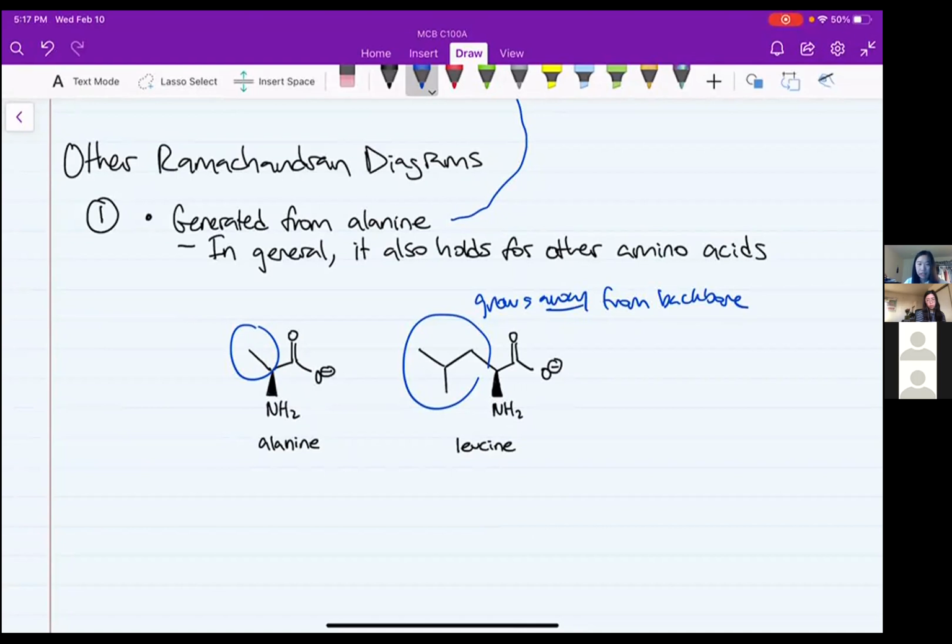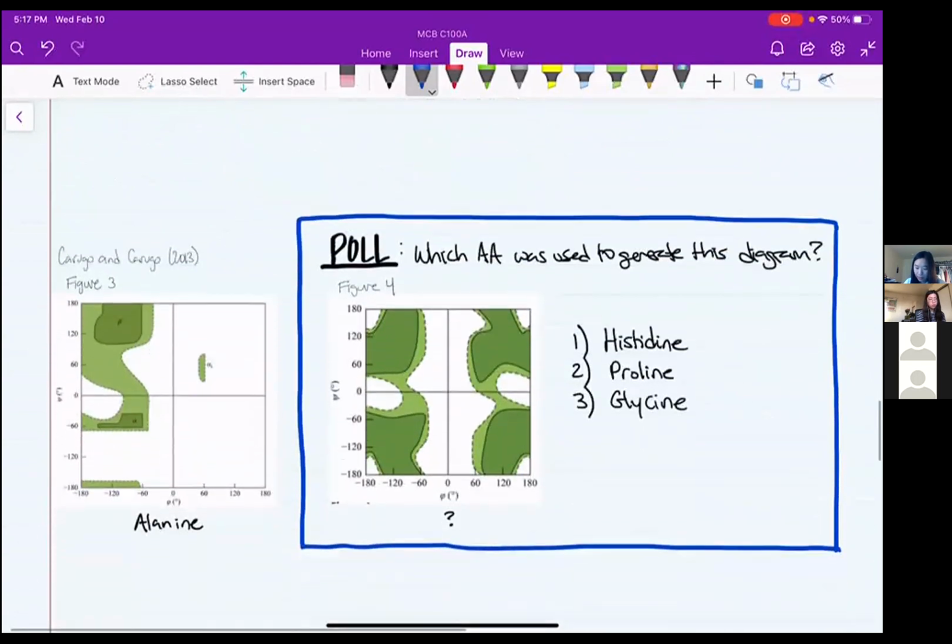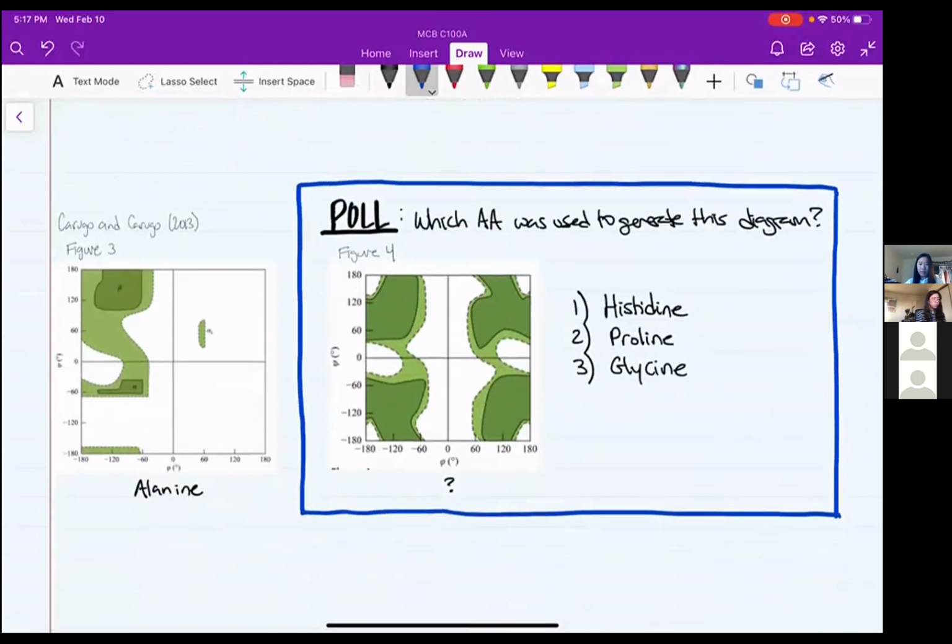And I say in general, because of course there are exceptions. So I do have a quick poll. I have a Ramachandran diagram here, and it looks different from the one you just saw. My question is, which amino acid was used to generate this diagram? Histidine, proline, or glycine. And for comparison, here's alanine, drawn in the same style from the same paper. Take a moment to think about it, and you can just drop 1, 2, or 3 in the chat.